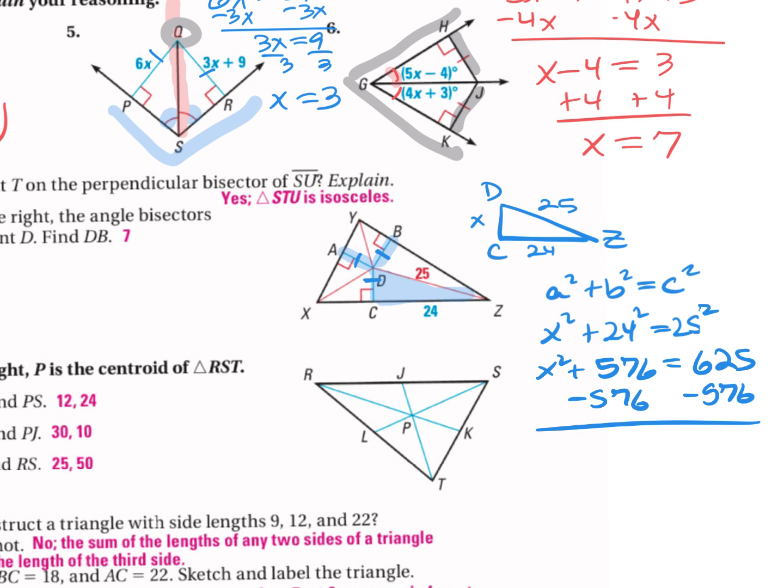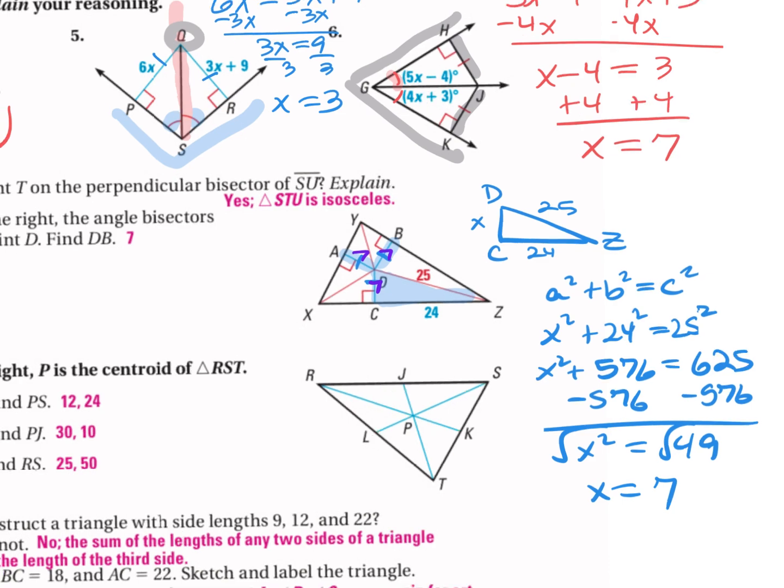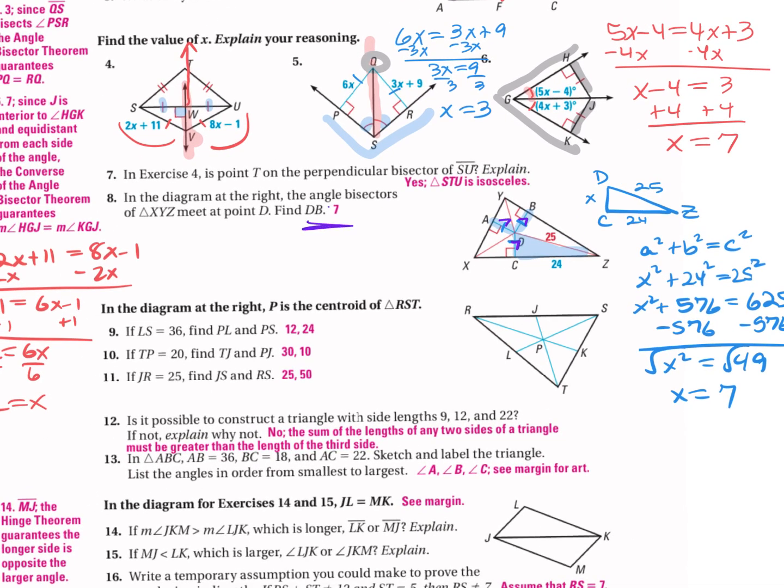And I get 49. Square root it, and x equals 7. So this little piece right here is 7. So then all of these other blue ones are also 7, because they're all equidistant to the sides. So the answer to this is 7.